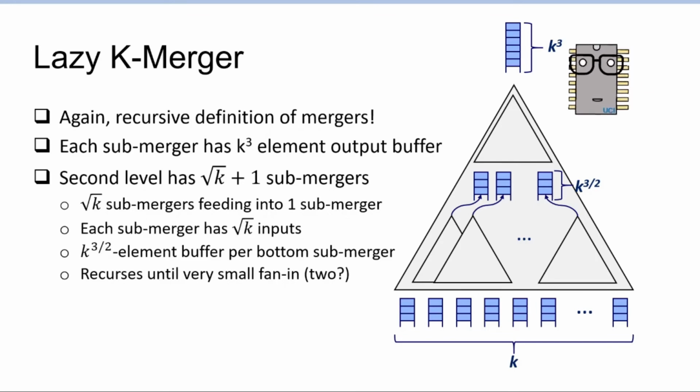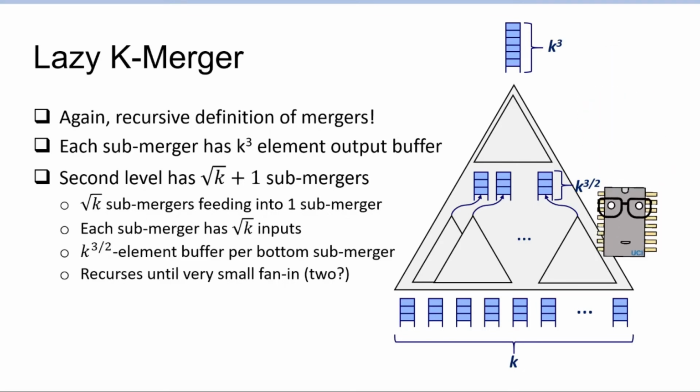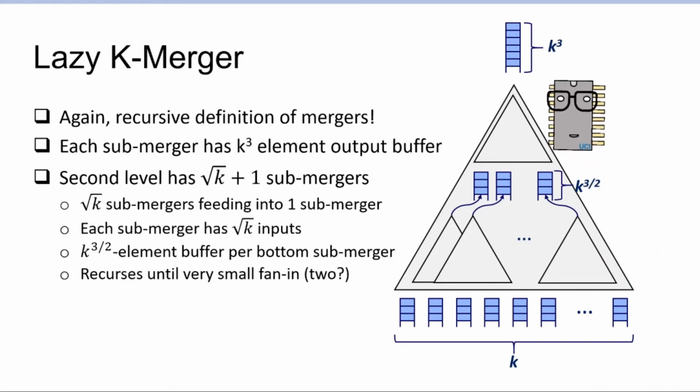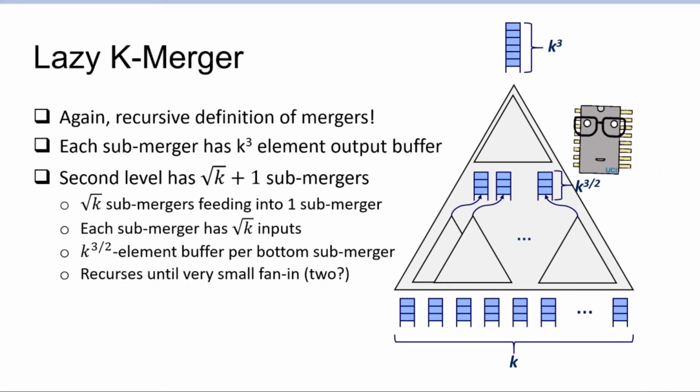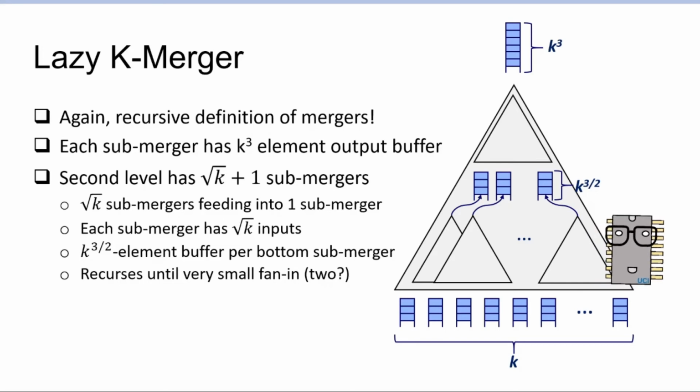Of course, as we recurse down, this second level recursion has square root of K plus 1 submergers, because there are square root of K mergers on this level and 1 here. So these square root of K submergers feed into one submerger. Each submerger has square root of K inputs, because K is being square rooted, as we're chopping things up into half.